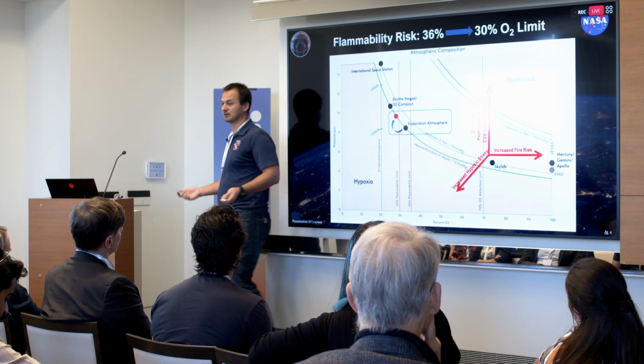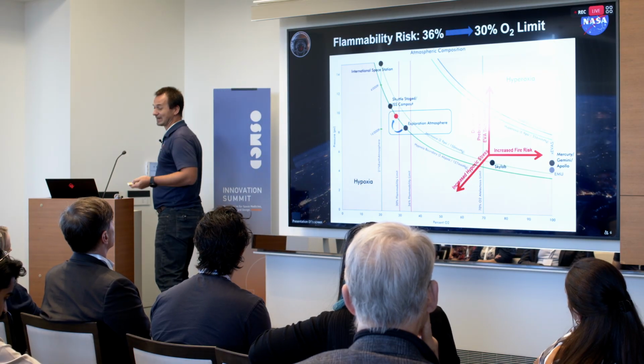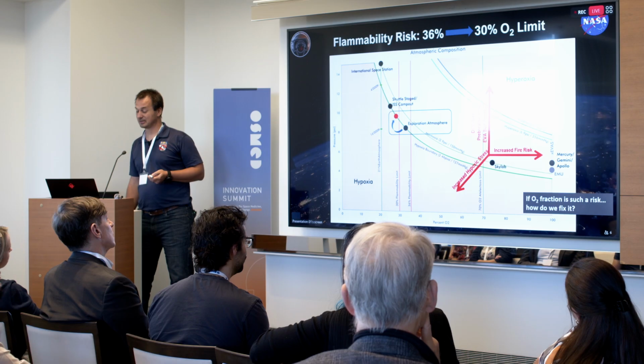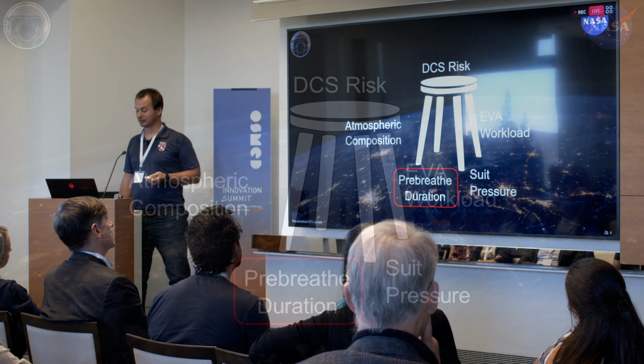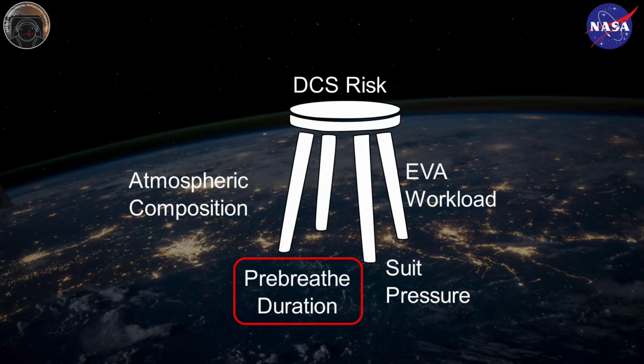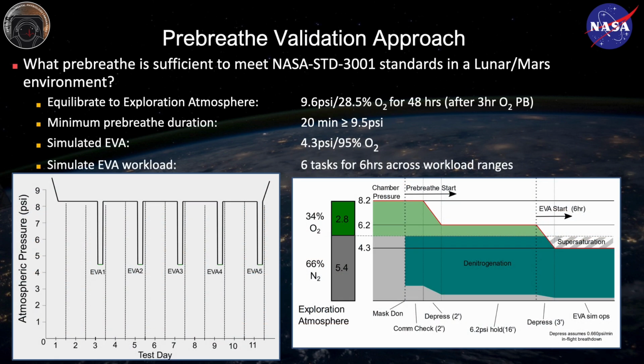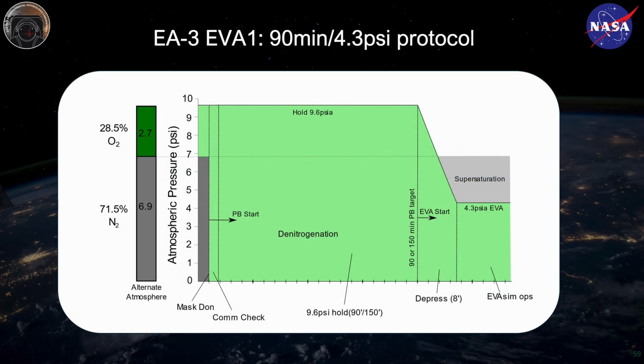So now we have a new exploration atmosphere, 28.5% oxygen, 9.6 psi. So off we go. Now we have a lot more nitrogen on board. So how do we fix that? Well, we're going to have to spend more time breathing oxygen to get rid of that nitrogen. So instead of 20 minutes, we're going to have to go longer. So we said, OK, let's try 90 minutes.